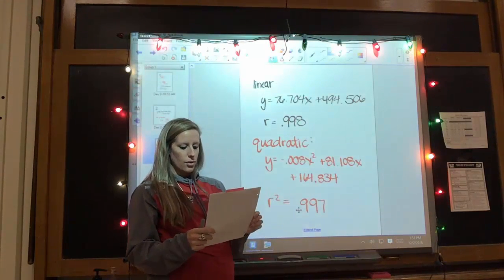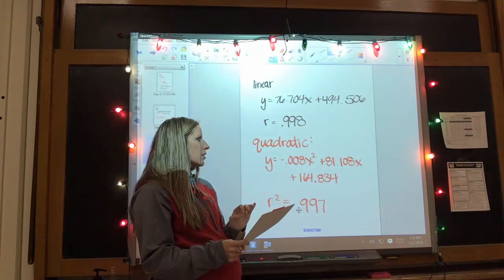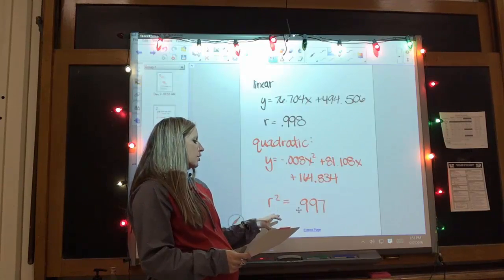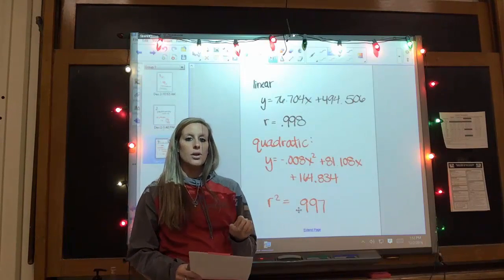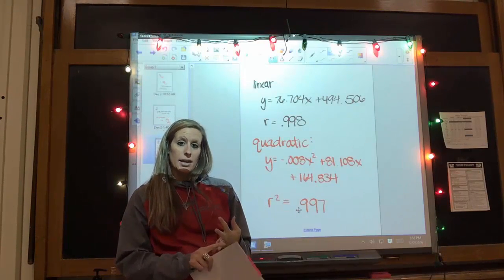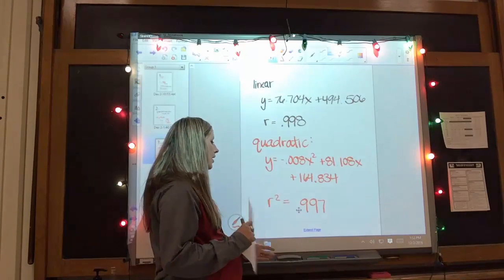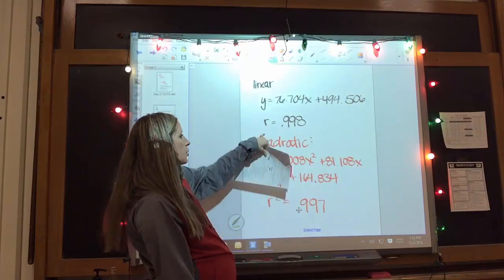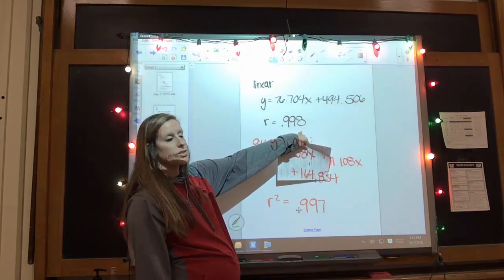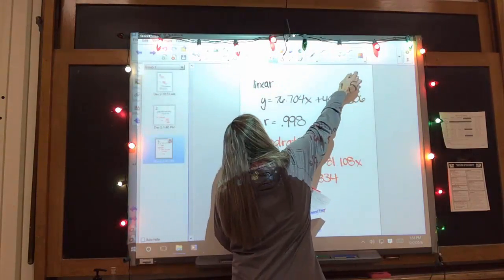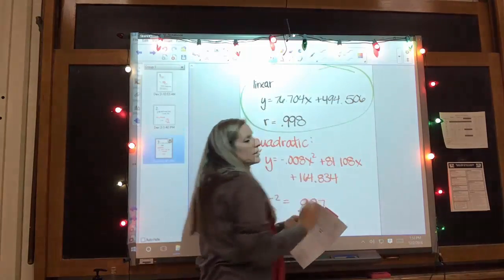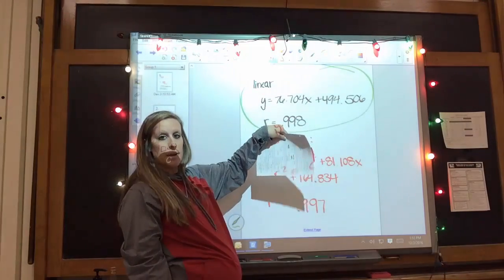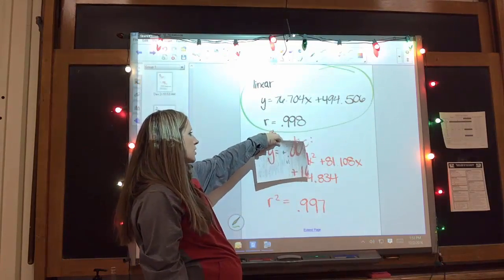Okay. Now, to tell what the best fit is, you want the correlation coefficient that is the closest to 1 or -1. Okay. And the one that's closest to 1 is 0.998. So this model is actually linear. That's the best fit for this data. So you want to circle the one that best fits. So circle linear.